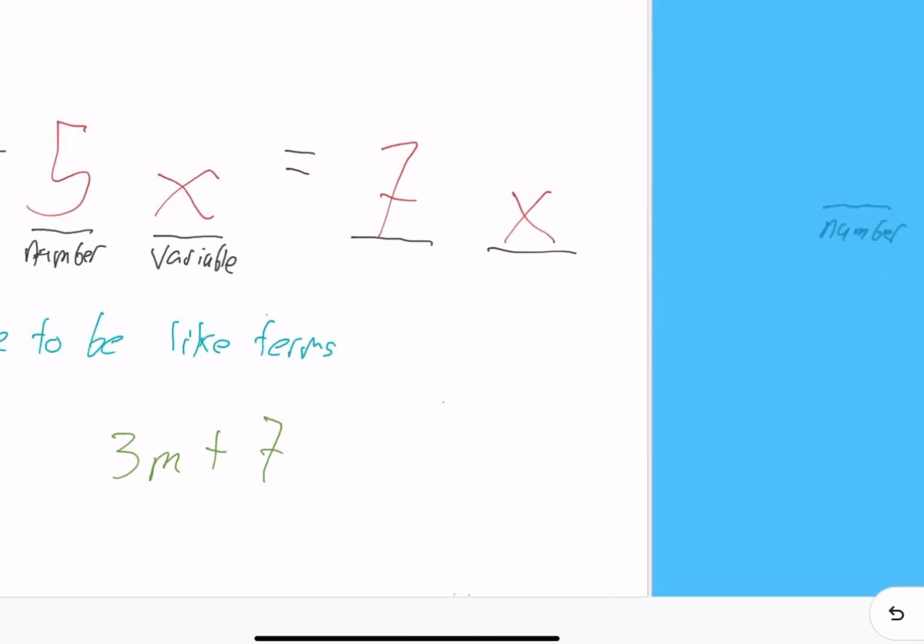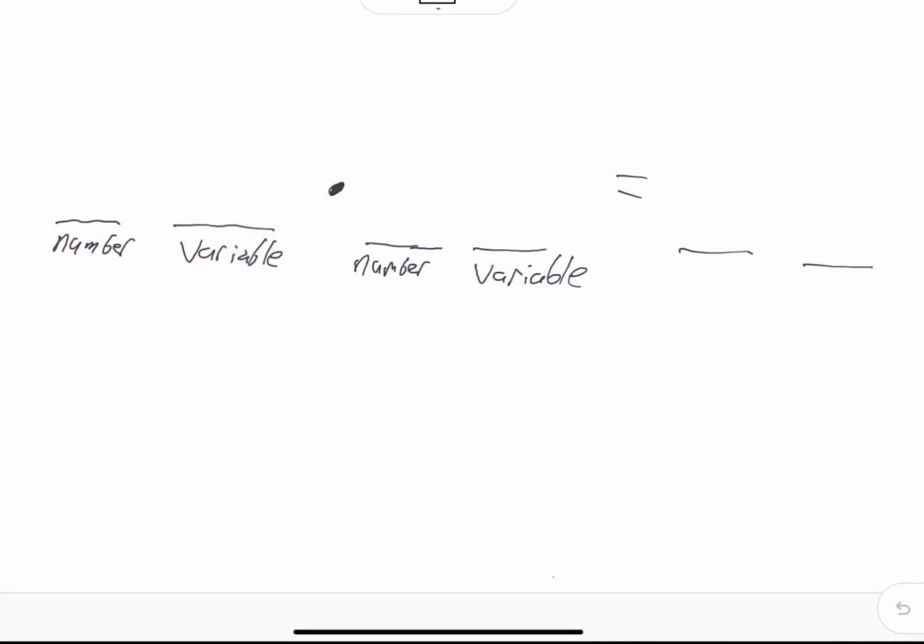Now, let's look at multiplying, okay? When we're multiplying or dividing, we don't have to have like terms, okay? If we have like terms, we can still multiply. If we don't, it doesn't matter. We can still multiply. So let's look at some examples here. Let's pretend like we have 3x multiplied by 5x to the third power, okay? So here we've got the number part and the variable part. The number part and the variable part.